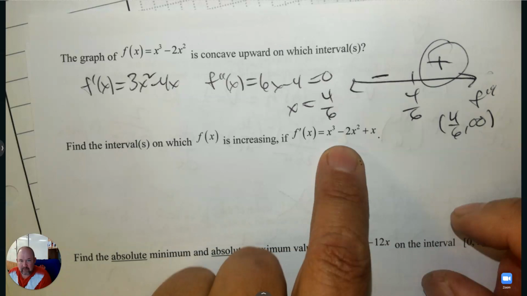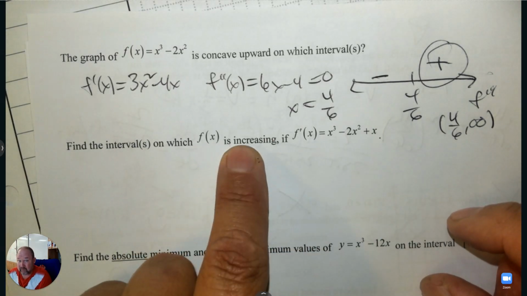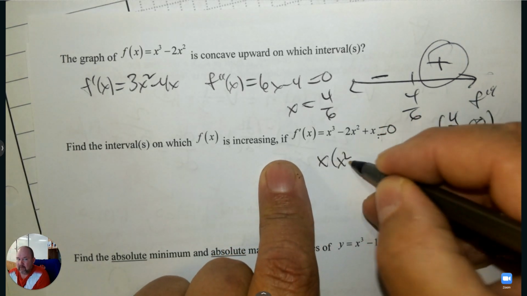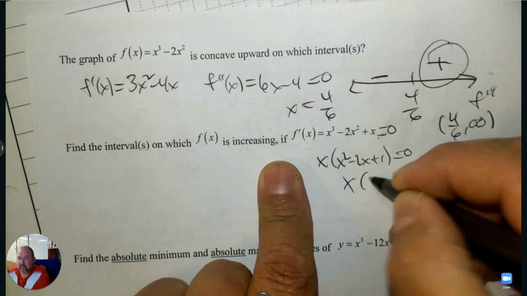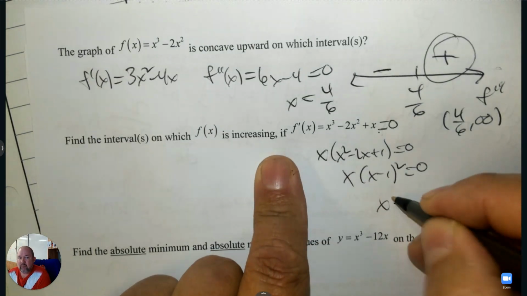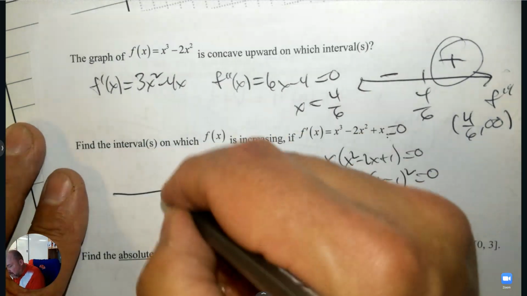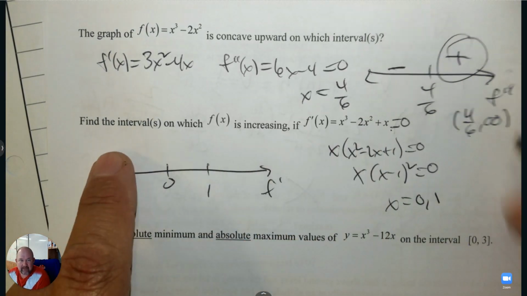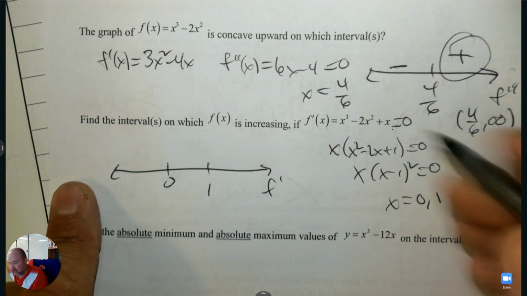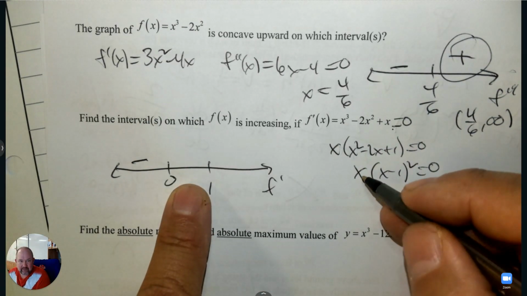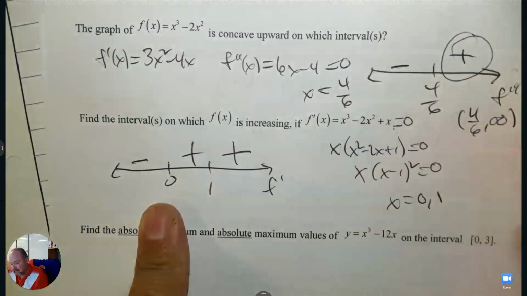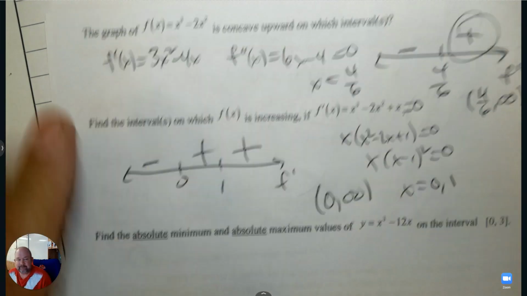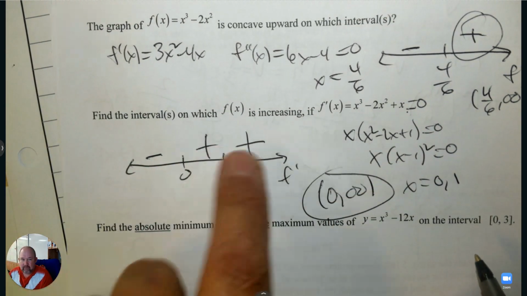Find the intervals where f of x is increasing. I already know the derivative, so take this derivative equal to 0 and find the critical numbers. Factor out an x. Factor this. The two critical numbers are at 0 and 1. So we're going to draw a number line for 0 and 1 for the derivative. Into the derivative, plug in -1. A negative times a positive is negative. Plug in 1/2. Again, a positive times a positive, and then a positive times a positive. So this is increasing from 0 to infinity, where the derivative is positive.